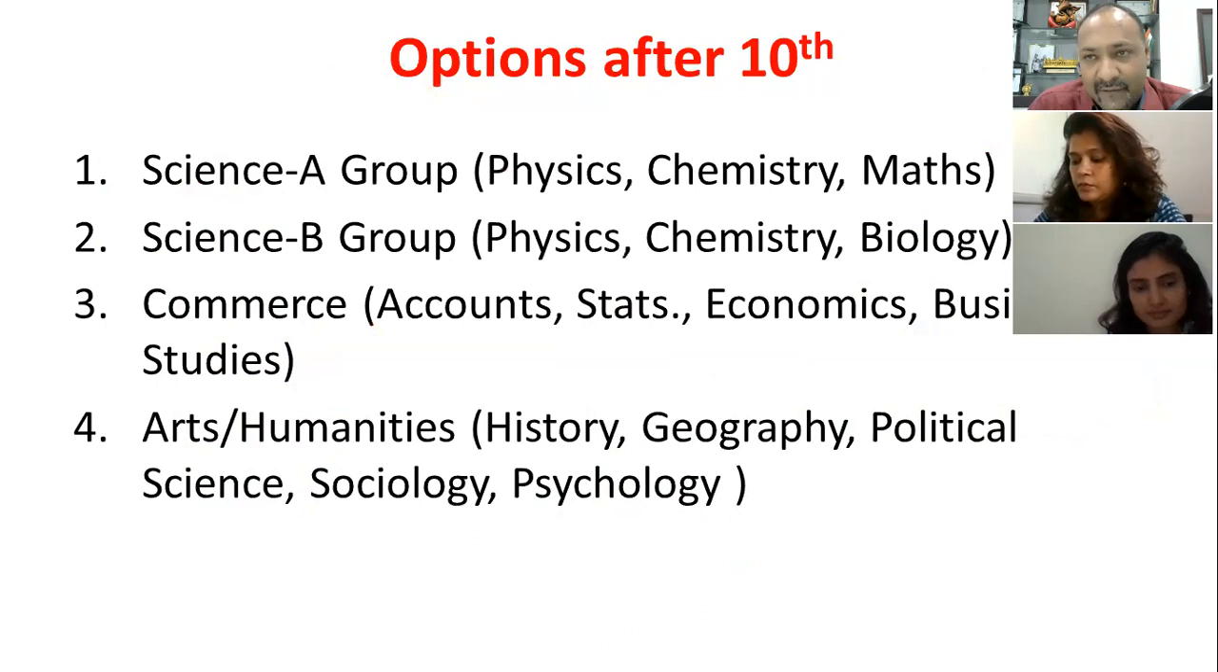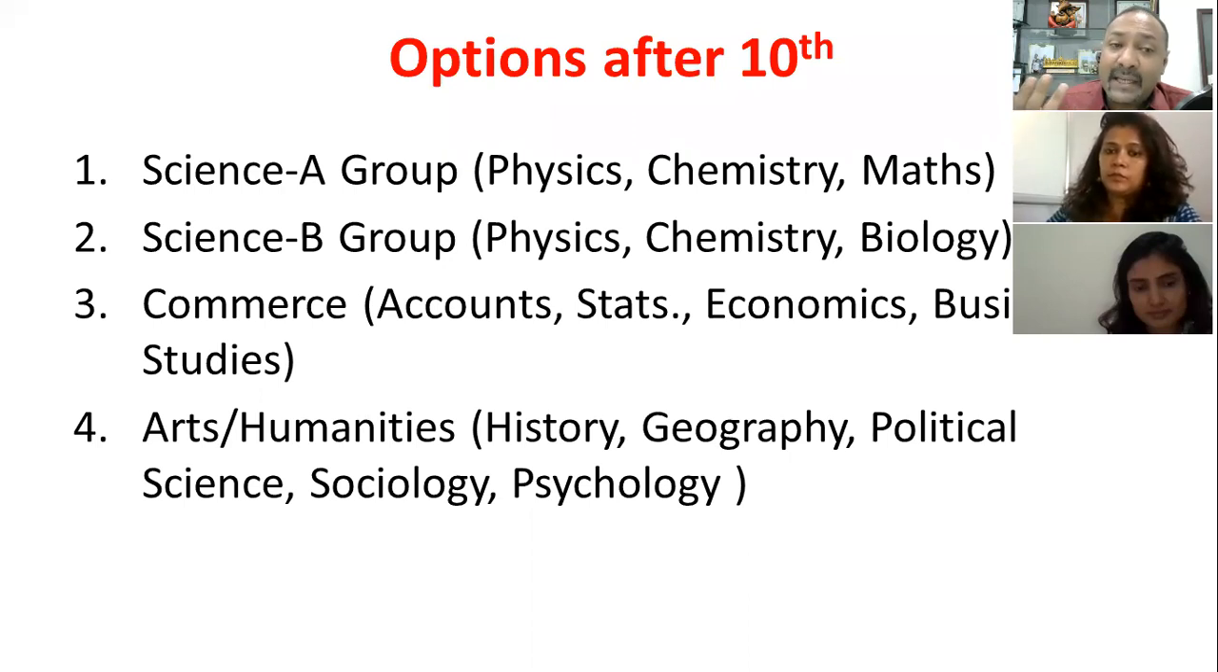We all know after 10th, there are 4 categories of subjects, or I call them combinations of subjects, which generally children take. Those 4 categories could be Science A group, where a child studies a combination of physics, chemistry, and mathematics. Science B group, where you study physics, chemistry, and biology. You could study commerce or commercial studies, where you study subjects like accounts, statistics, business studies, economics, etc.